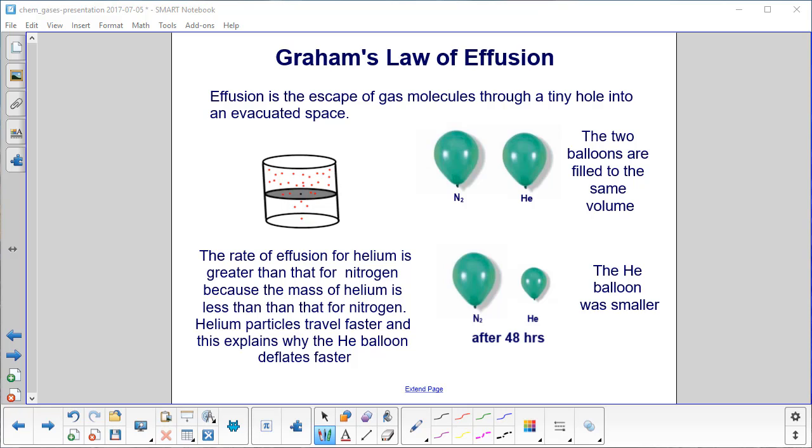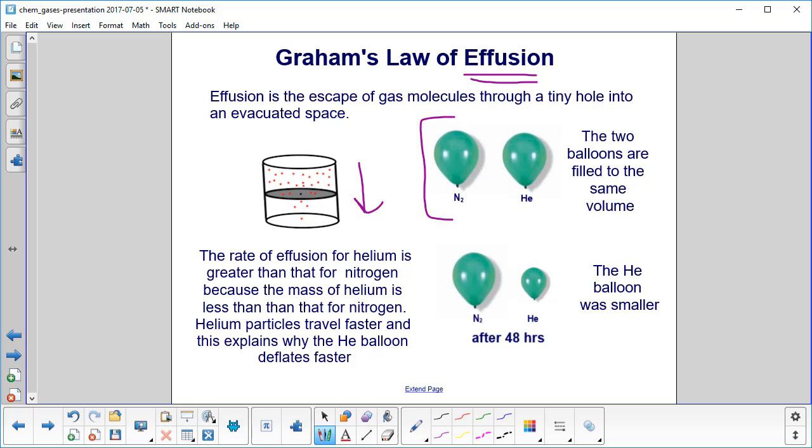Graham's law of effusion. Effusion's kind of an interesting word. It is the escape of gas molecules through a tiny hole into an evacuated space. The rate of effusion for helium is greater than that for nitrogen because the mass of helium is less than that for nitrogen. Helium particles travel faster, and this explains why a helium balloon will deflate faster.